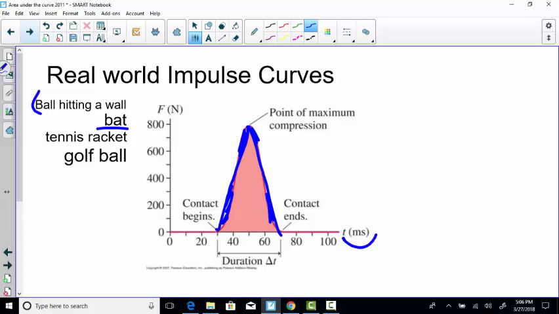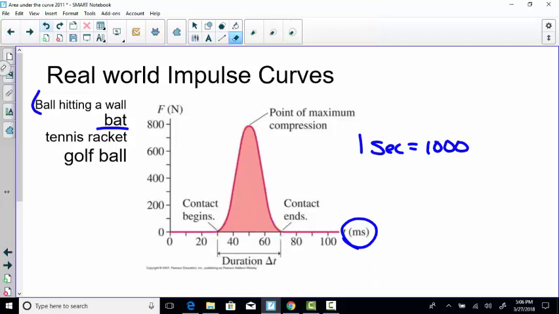The other thing is, look at our time units. One of the things you're going to have to pay attention to are time units. This time is in milliseconds. So there's a conversion we're going to need. 1 second is equal to 1,000 milliseconds. And crashes and balls hitting bats and a tennis ball hitting a tennis racket or a golf club hitting a golf ball, I should say, all those time frames are milliseconds. But if you were to graph every single one of those, they all look something like this. And you'll see this in the lab that we'll do.